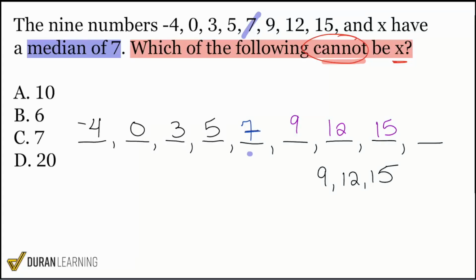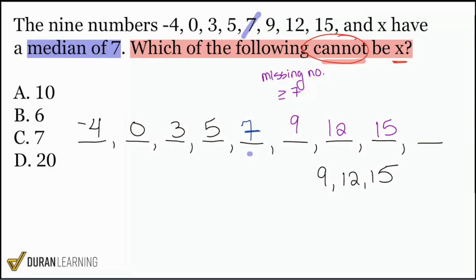So when we think about this, everybody, the missing value X, does X have to be greater than or equal to 7 or smaller than or equal to 7? What does X have to be for it to fit in this list? Yeah, it has to be greater. X has to be greater. So we can go ahead and say this here: the missing number has to be greater than or equal to 7.